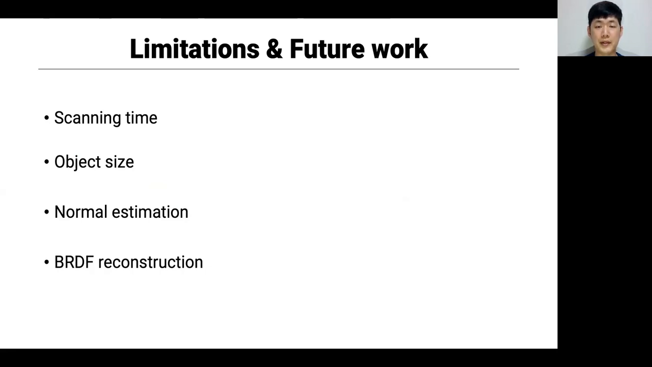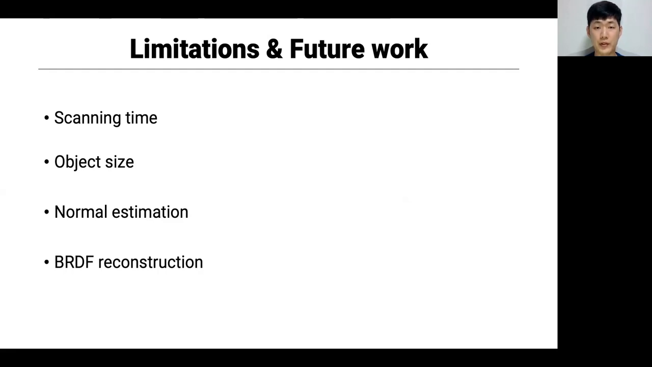Third, normal estimation. We use PCA normals for the surface reconstruction, but PCA normals can be inaccurate for shapes with complex topology, resulting in inaccurate meshes. Combining our technique with more accurate normal estimation procedures, including ones using shading information, can help improve the accuracy of the final mesh reconstructions.